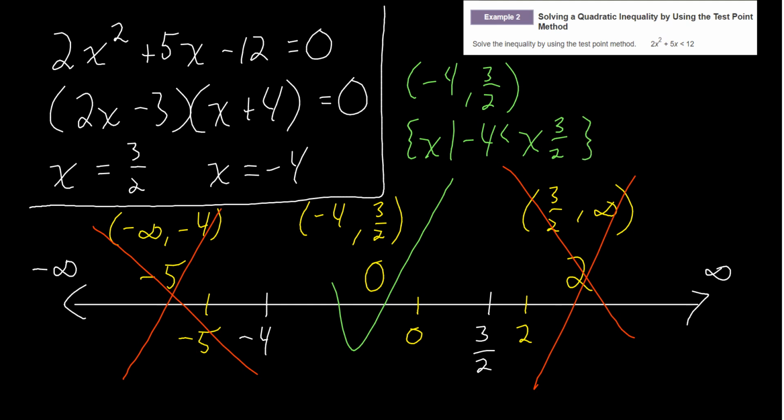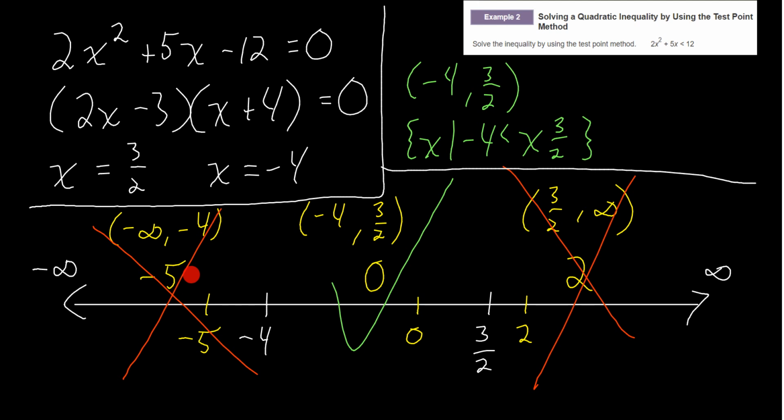Okay, and let's go ahead and mark this off because it's getting a little, there we go. And that's it. I know that seemed kind of ridiculous, but that really is it. You just set the equation equal to 0 and find out what your zeros are. Your zeros are going to be your test points.